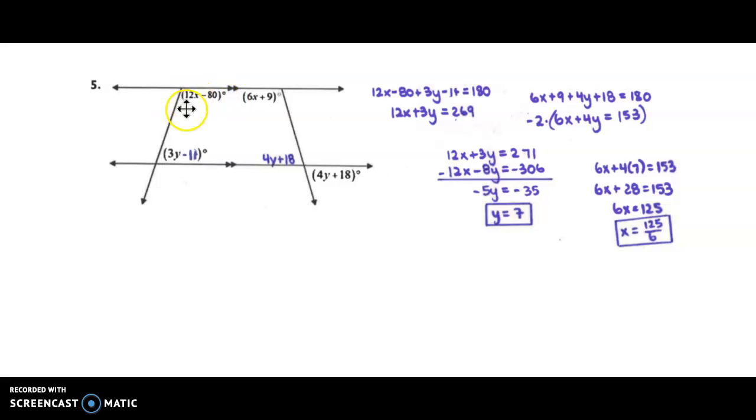And here we have another example. I believe this is a systems problem. We have 12x minus 80 plus 3y minus 16 equals 180. That's one setup here. Looks like the negative 80 and the negative 16, we combined like terms and added it to the other side. And then you also have 6x plus 9 plus 4y plus 18 equals 180. So this is a system of equations problem.